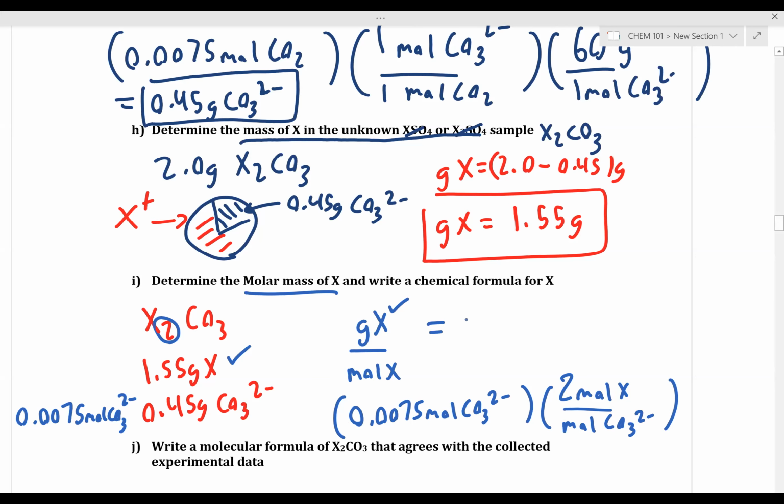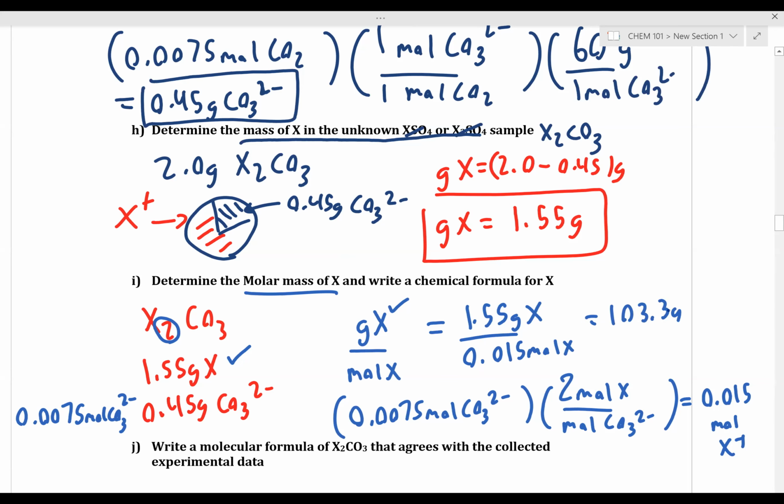Okay, so then that in turn gives us 0.015 moles of X plus. We now have all the information we need to calculate the molar mass. So we take 1.55 grams of X over 0.015 moles of X. So 1.55 divided by 0.015 gives us a molar mass of 103.3 grams per mole of X.